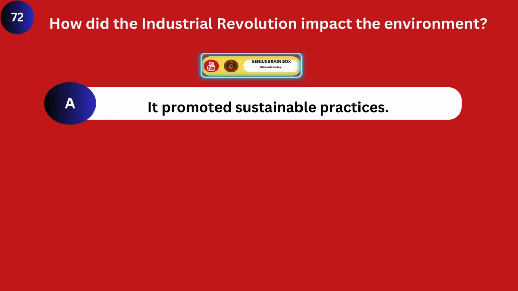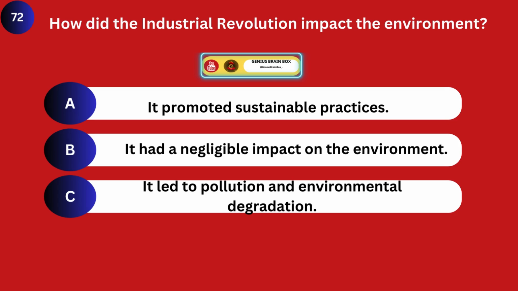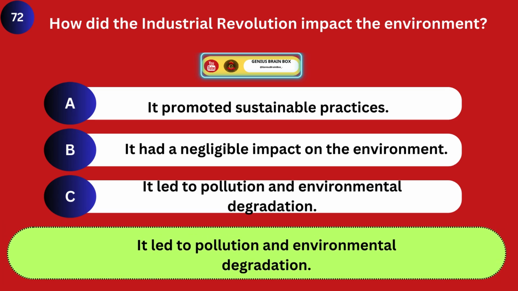How did the Industrial Revolution impact the environment? Option A: it promoted sustainable practices. Option B: it had a negligible impact on the environment. Option C: it led to pollution and environmental degradation. Correct answer is it led to pollution and environmental degradation.